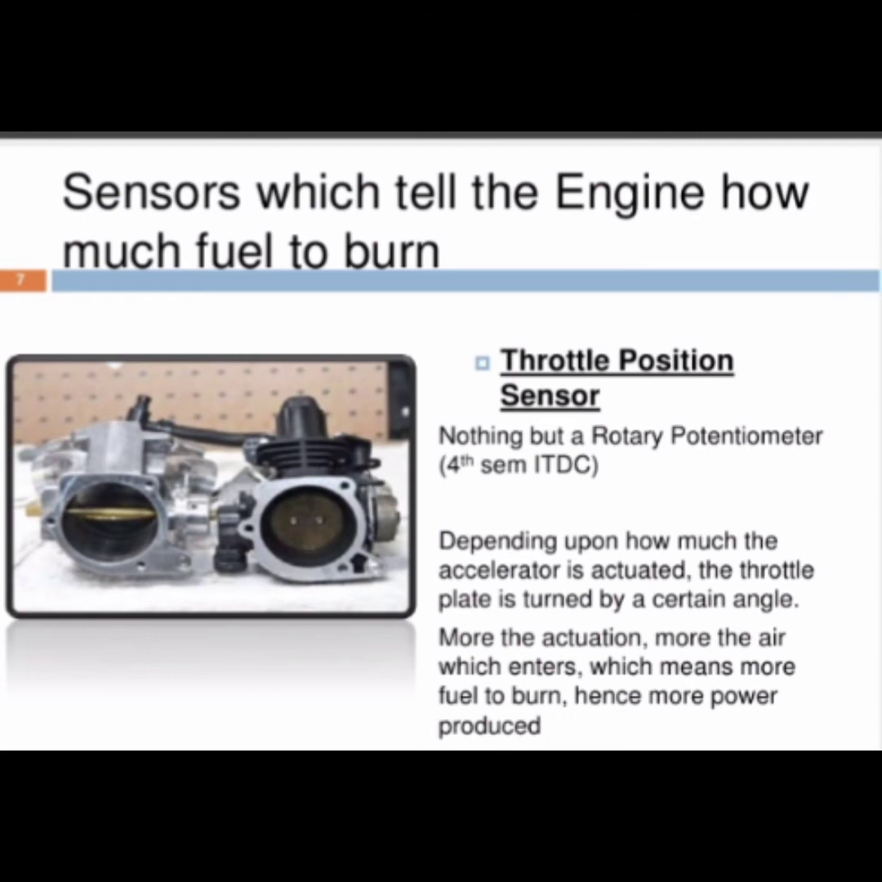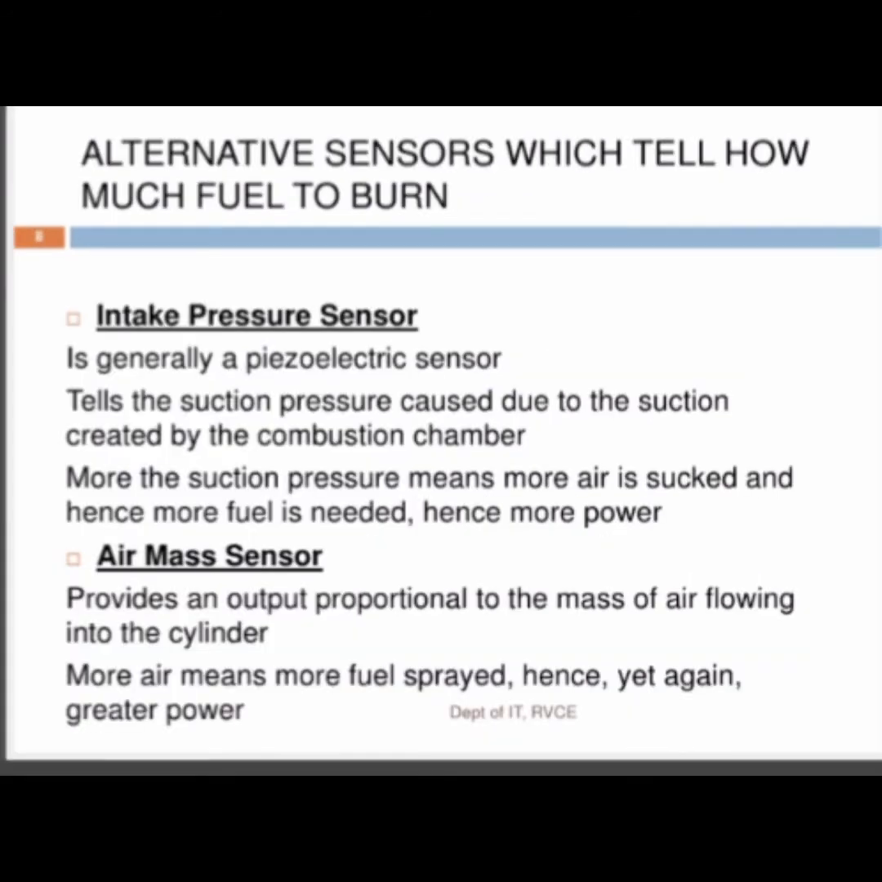First is the throttle position sensor. Depending upon how much the accelerator is pressed, the throttle plate is turned by a certain angle. The more the throttle opens, the more air enters, which means more fuel to burn, hence more power produced. Now the alternative sensors which tell how much fuel to burn.